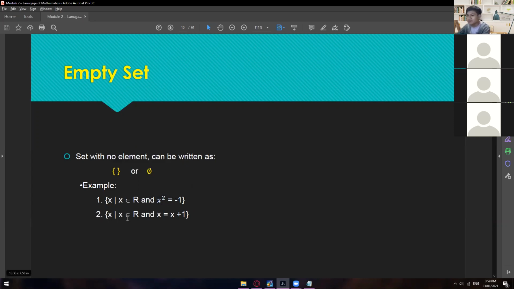Okay. How about number 2? x is still an element of real numbers wherein x is equal to x plus 1. Is there a number that would make this one equal? None. So again, the answer for this one is empty set or null set, right?